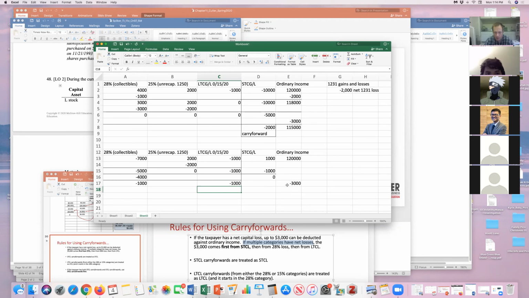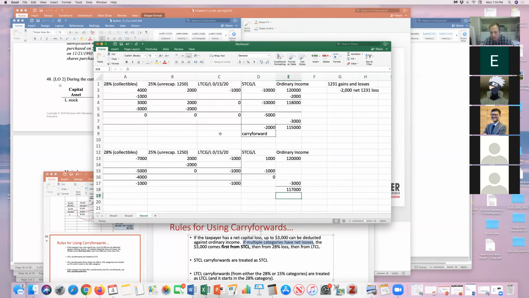My ordinary income came down to 117, and I have these two long-term carryforwards. They're both going to start next year. I'll start with 2,000 in this category, negative 2,000. Does that make sense? Any questions?